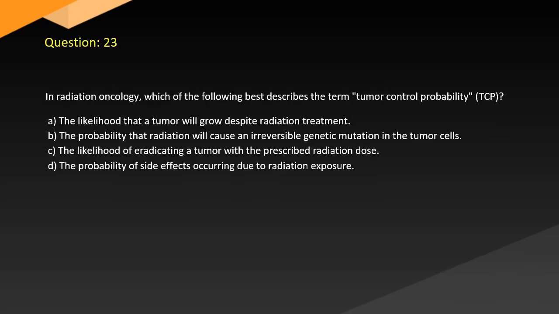Question 23. In radiation oncology, which of the following best describes the term tumor control probability (TCP)? A. The likelihood that a tumor will grow despite radiation treatment. B. The probability that radiation will cause an irreversible genetic mutation in the tumor cells. C. The likelihood of eradicating a tumor with the prescribed radiation dose. D. The probability of side effects occurring due to radiation exposure.